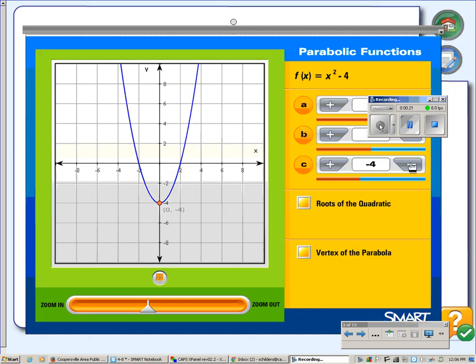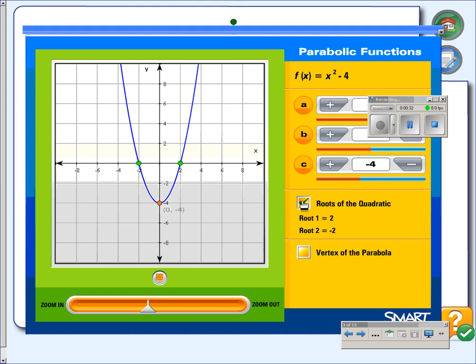To begin with, we have this equation f of x equals x squared minus 4. And as you can see from the graph, we have two real solutions or roots to this equation. The roots occur at these green dots where it crosses the x-axis. But if we were to change the equation by increasing c, let's say we make it look like this, now the graph no longer crosses the x-axis, so we don't have real solutions.